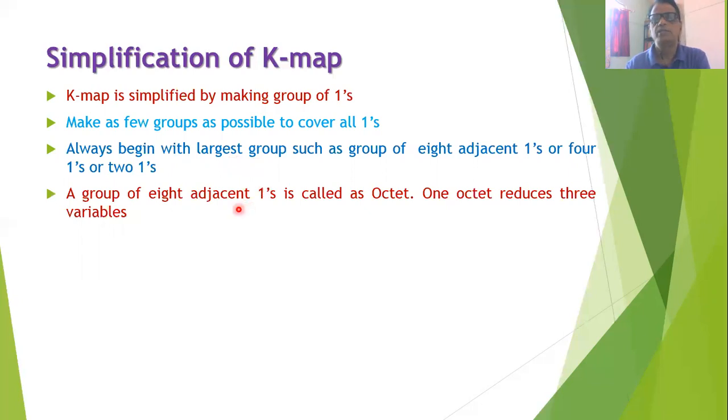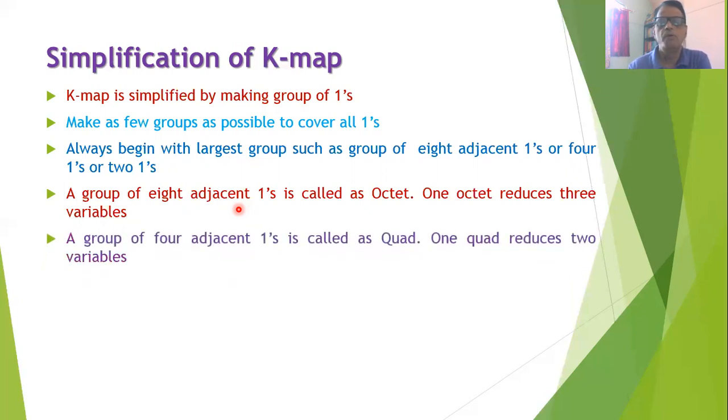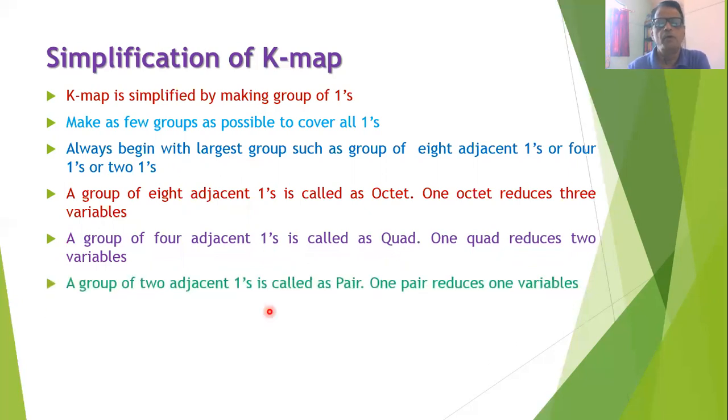A group of 8 adjacent ones is called an octet, and one octet will reduce 3 variables. A group of 4 adjacent ones is called a quad, and one quad will reduce 2 variables. A group of 2 adjacent ones is called a pair, and one pair will reduce 1 variable. So why should we make the groups? Because we want to reduce the number of variables in each term.